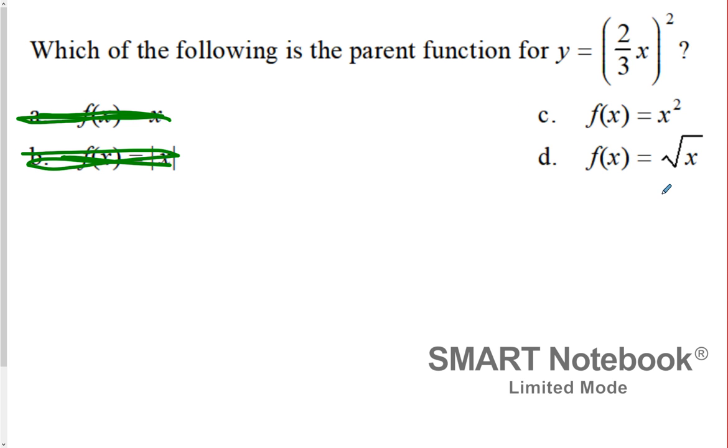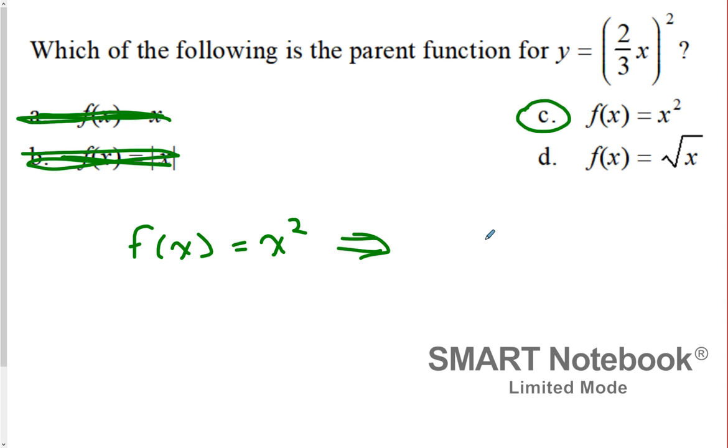For this one, if it was D, we would see somewhere in there a square root. That would be our indicator. Since we don't see that, our correct answer is going to be C. So here's what happened. They took the parent function of f at x equals x squared, and then they multiplied our x value in the brackets by 2/3.